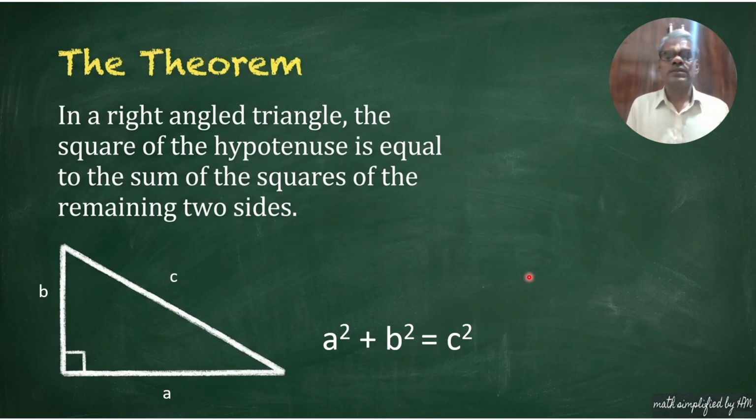Pythagoras theorem. The theorem statement: in a right angle triangle, the square of the hypotenuse is equal to the sum of the squares of the remaining two sides. As per Pythagoras theorem, in a right angle triangle, the sum of the squares of two sides of a right angle triangle is equal to the square of the hypotenuse. Remember, the hypotenuse is always the longest side, positioned directly opposite to the right angle.